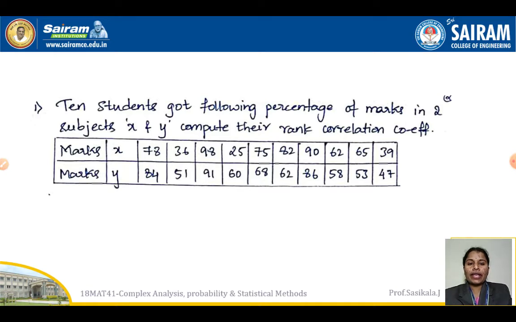Okay, the next one. 10 students got the following percentage of marks in two subjects x and y. Compute their rank correlation coefficient. So for 10 students, the percentage they have got in two subjects has been given. x is the first subject and y is the second subject: 78, 36, 98, 25, 75, 82, 90, 62, 65, 39. Then 84, 51, 91, 60, 68, 62, 86, 58, 53 and 47.